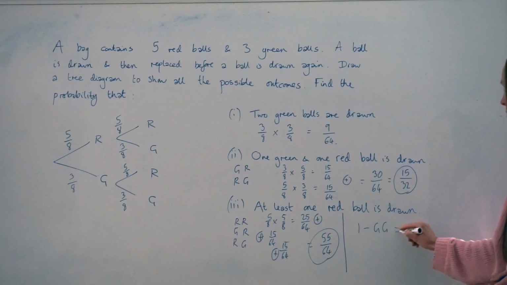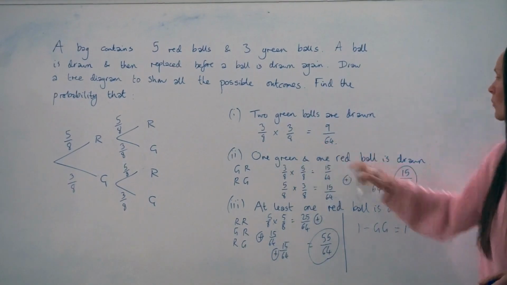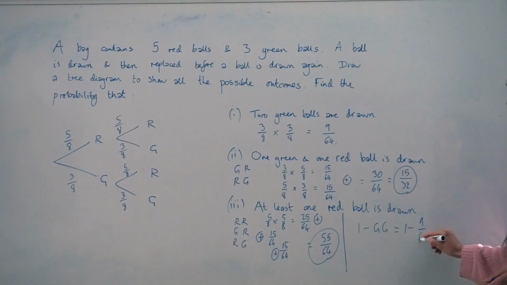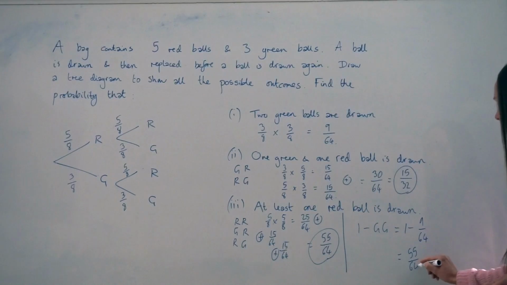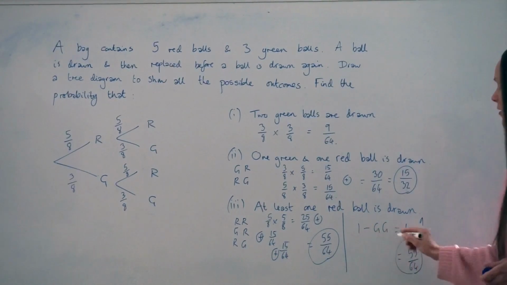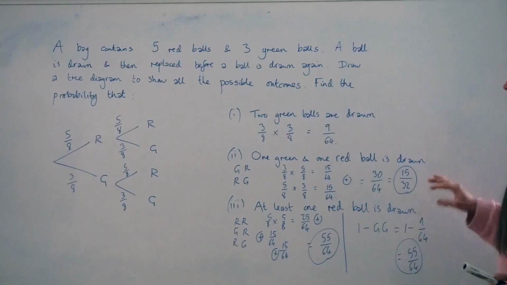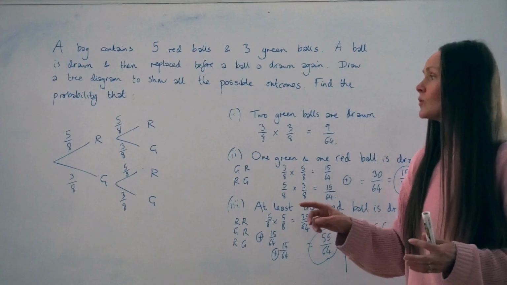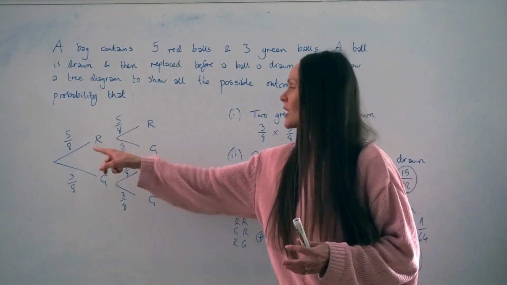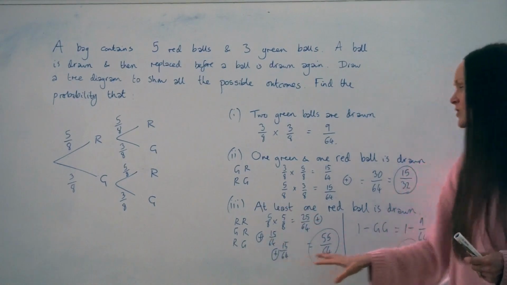So we're minusing what we don't want, because that will leave us with what we do need. If you subtract 1 minus a green followed by a green, which we worked out in part 1, so 9 out of 64, it gives you 55 out of 64, which is the same thing that I wrote down over here. So it's exactly the same answer, just a different way of working it out. This method is particularly helpful when there's a big question. Imagine there were 3 different colours here. The other method could be quite lengthy in some questions, so it's useful to know this one as well.